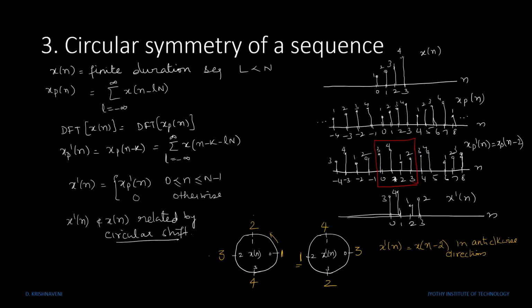Okay, so the original sequence x of n we have drawn, then the sequence x dash of n we have drawn, and x dash of n is nothing but the circularly shifted version of x of n, x of n circularly shifted by 2 units, that we have got. So I hope you have understood this concept.